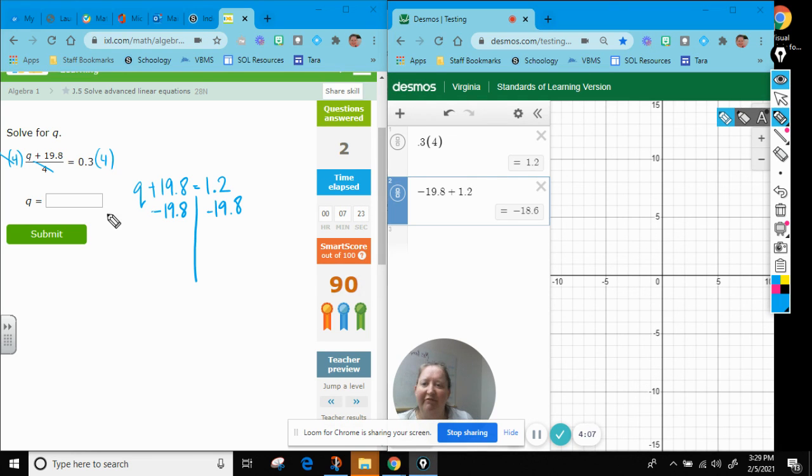Okay, now are we finished? Yes, because the q has no coefficient, or well, it has a coefficient of 1, which is what you want it to have when you're finished solving.